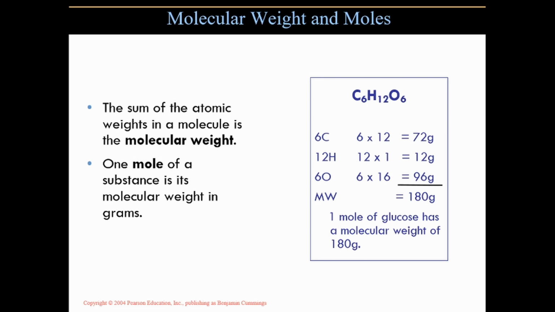6 times 12 is 72 grams. 12 hydrogens, roughly atomic mass of 1, that equals 12 grams. 6 oxygens times its roughly atomic mass of 16, you get 96 grams. Add those 3 numbers together and you get a molecular weight of 180 grams. In other words, 1 mole of glucose has a molecular weight of 180 grams. Now, where would you need this? Calculating it in a chem lab or organic chemistry. In microbiology? No. But I just wanted to show you how molecular weight of molecules and compounds are calculated.